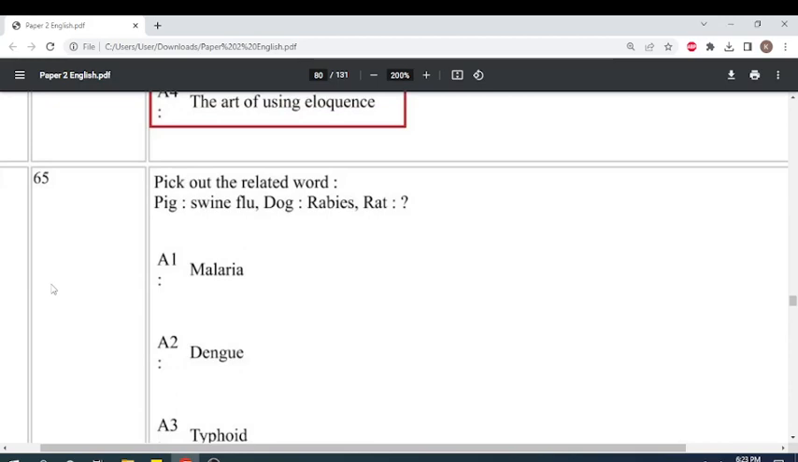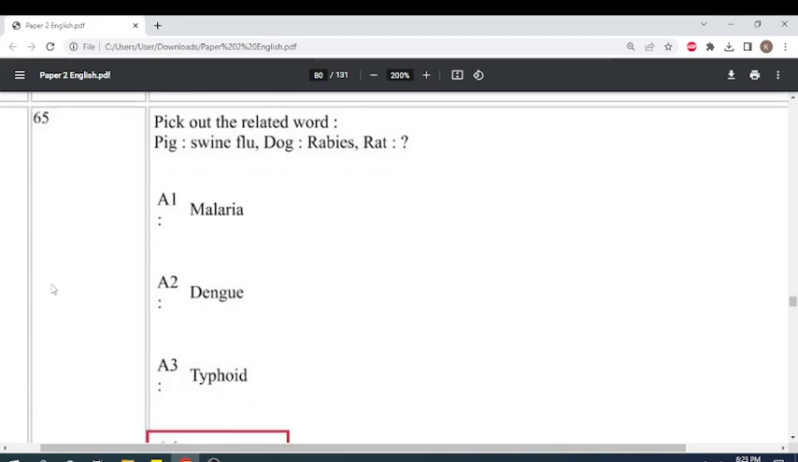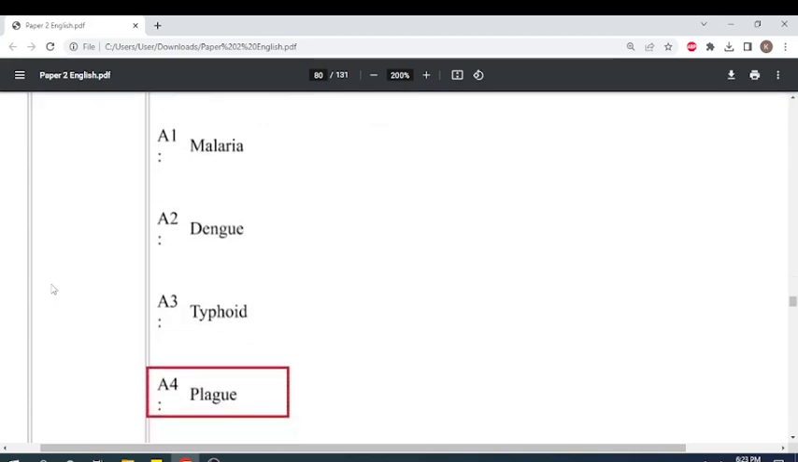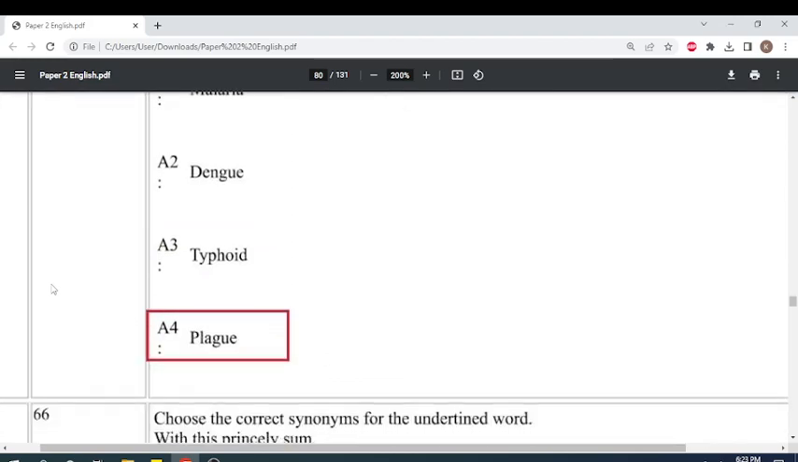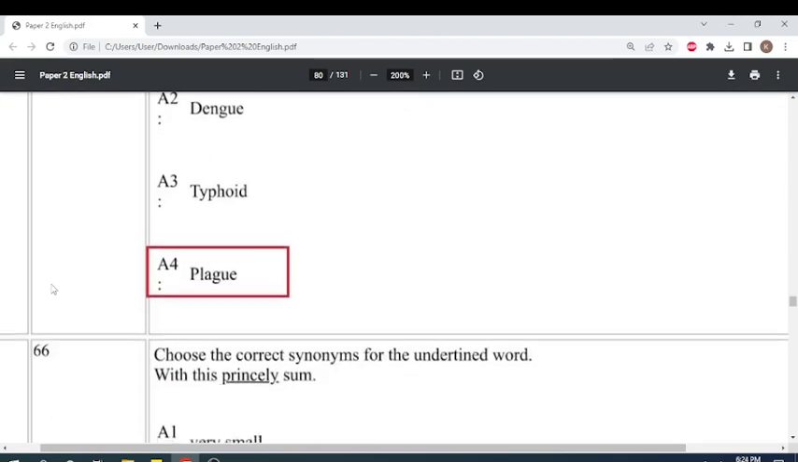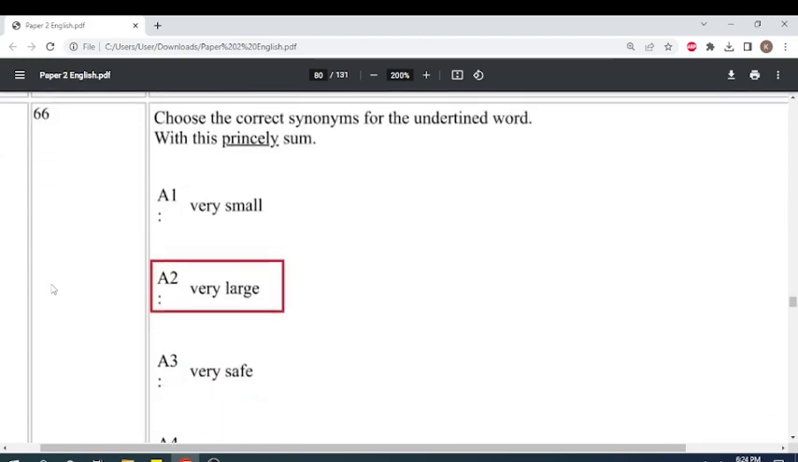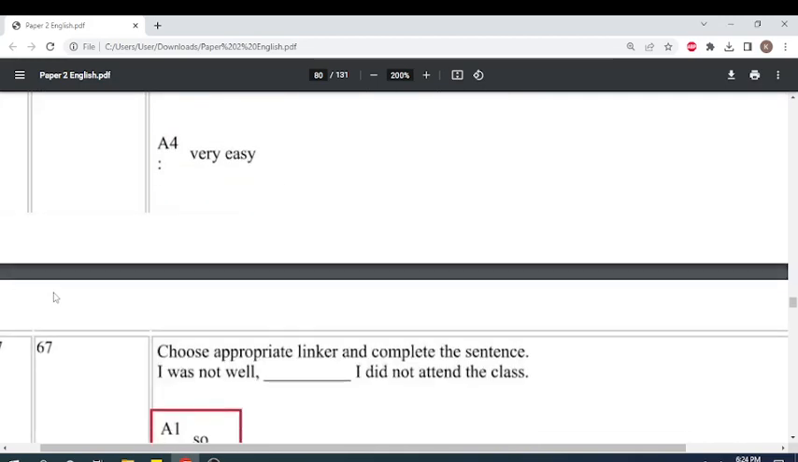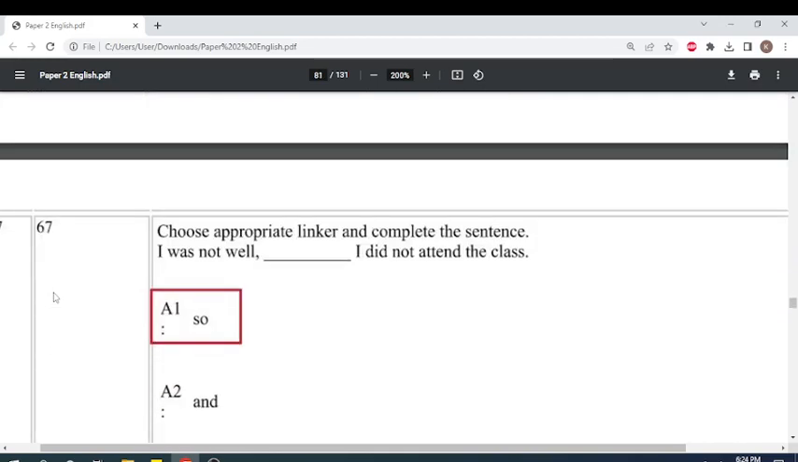65. Pick out the related word: pig, swine flu, dog, rabbit, rat. Answer A4, plague. 66. Choose the correct synonym for the underlined word: this princely sum. Answer A2, very large.